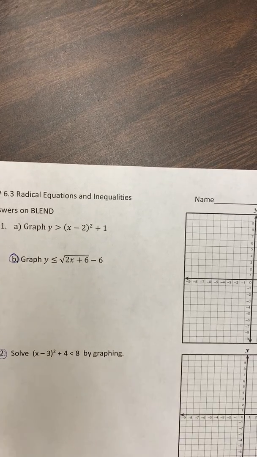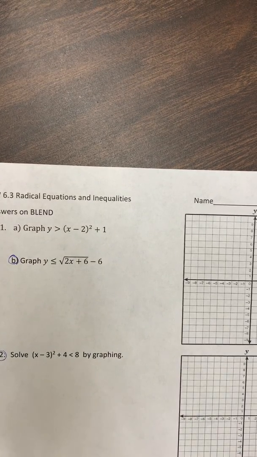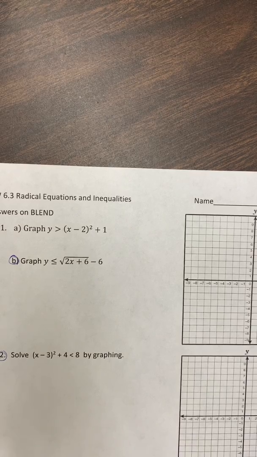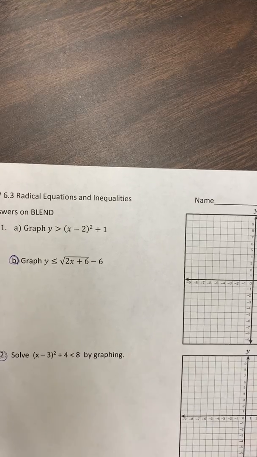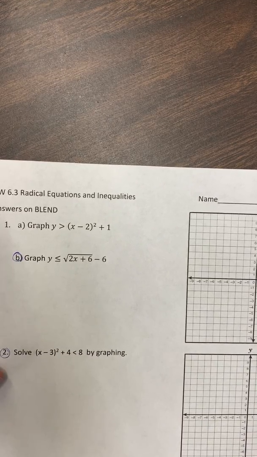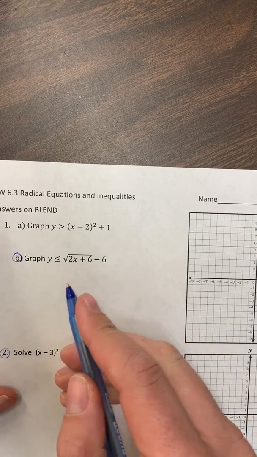In homework 6.3, we're dealing with radical equations and inequalities. Mostly we're dealing with inequalities here. And inequalities are when two things aren't equal to each other. So let's look at some example problems.